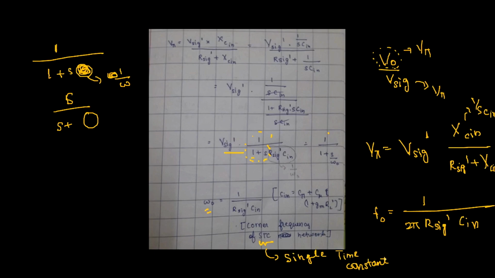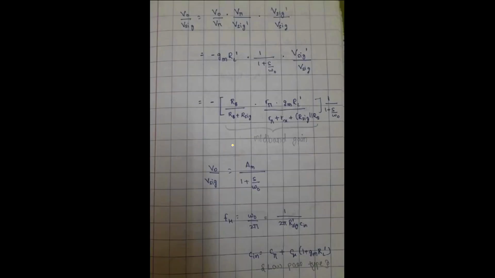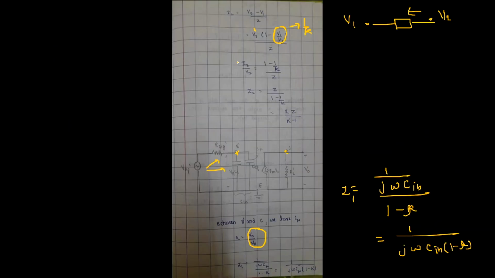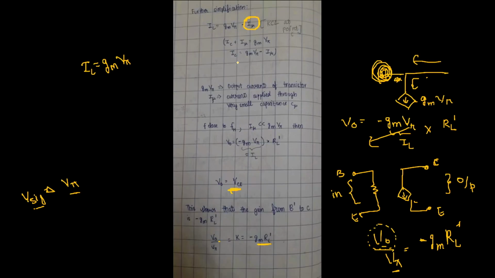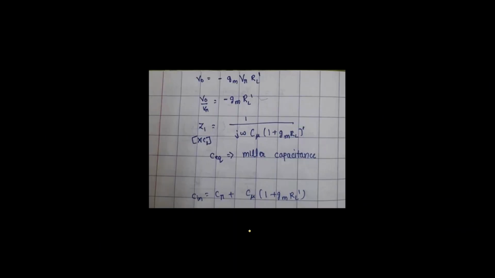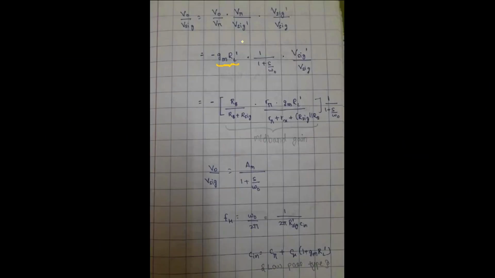So now what we need to find is our voltage gain. To find voltage gain, we have V pi in terms of V signal dash, and we also have V pi in terms of VO. So VO by V pi was minus GM RL dash, like we solved here. So we express VO by V pi with minus GM RL dash, and we replace V pi by V signal dash with 1 divided by 1 plus S by omega naught.